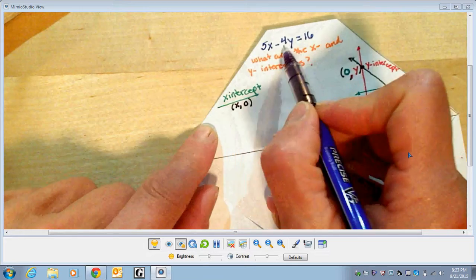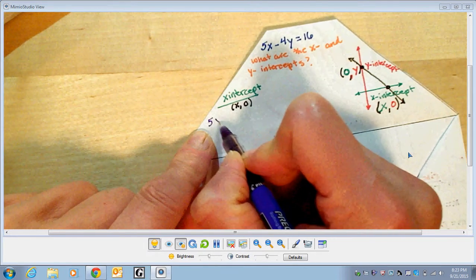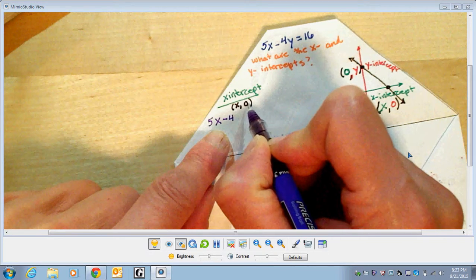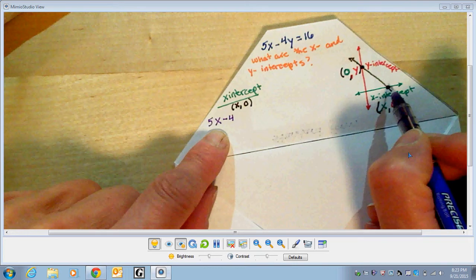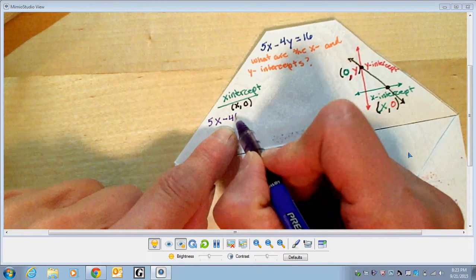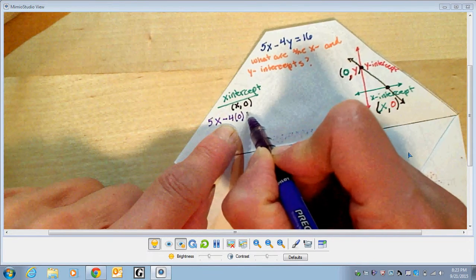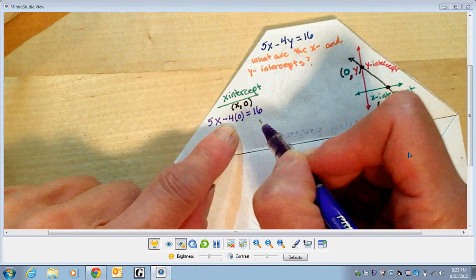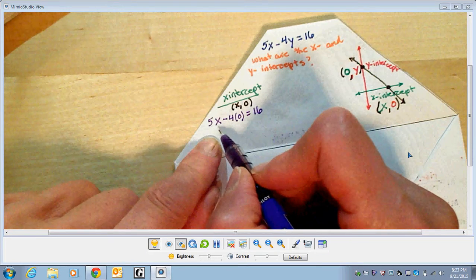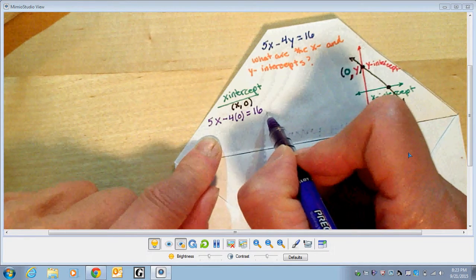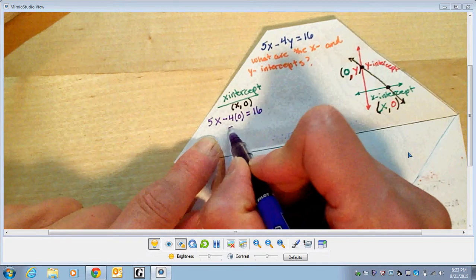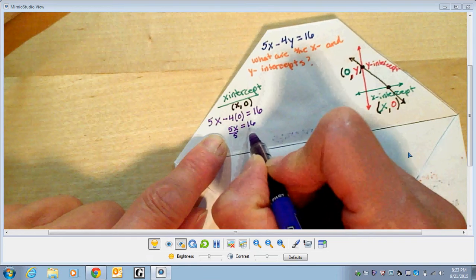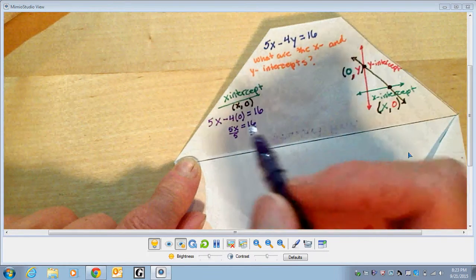We're going to take this equation, 5x, my x stays x because I don't know what it is, minus 4, well what's y at the x-intercept? Y is 0. At my x-intercept, y is 0. So I'm going to substitute in 0 for y is equal to 16. So now I just go ahead and I do the math. So this is going to be 5x equals 16. Then I divide both sides of my equation by 5. So then I get my x-intercept.